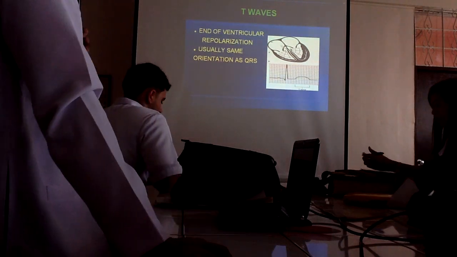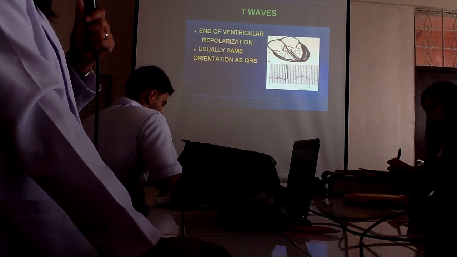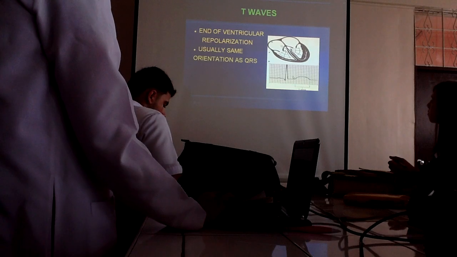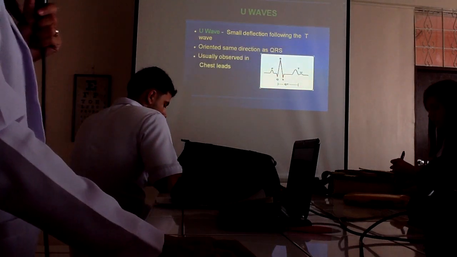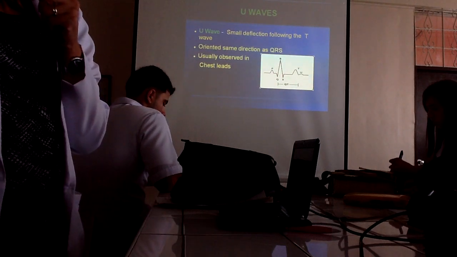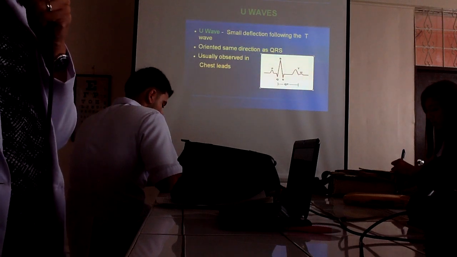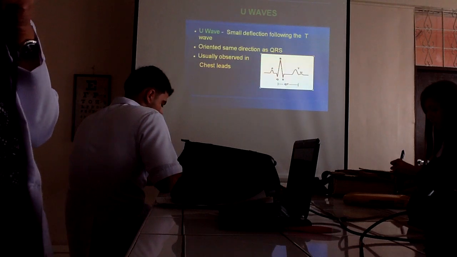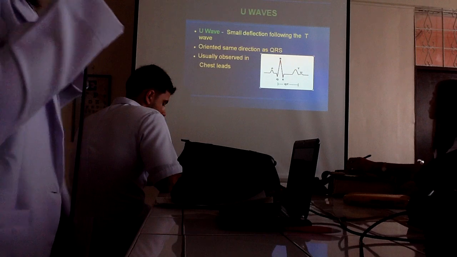T waves signify the end of ventricular repolarization and usually have the same orientation as your QRS in a normal ECG. So this is a T wave. Now, your U waves are small deflections following the T wave. Please take note that you do not usually see U waves. They are not as commonly seen because they're very small. So the usual components that you see in a usual ECG are your P, QRS, and your T.